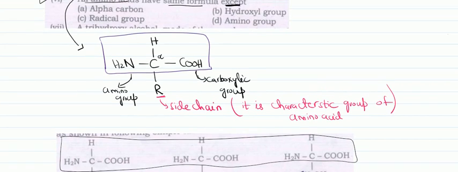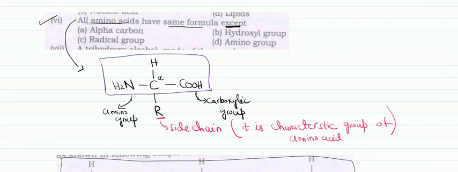So the question is, all amino acids have the same formula except alpha carbon? No, alpha carbon is common in all amino acids. Hydroxyl group, amino acid contains hydrogen group. Amino group is also common in all amino acids. But radical group is also known as side group or side chain or R group, right? So this is not common in all amino acids, right? So the correct answer is option C, radical group.